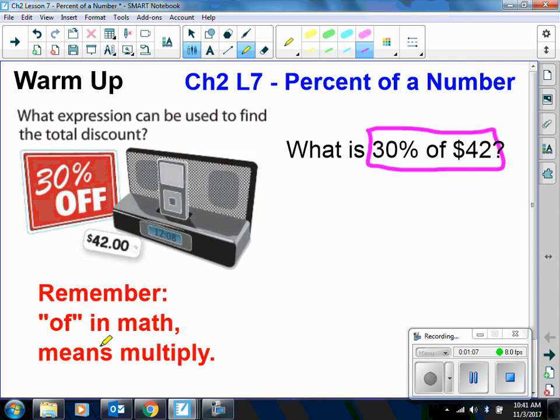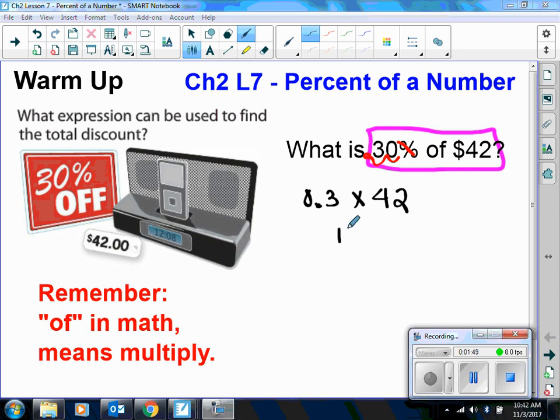Remember, we just said right here, it's a little note here, that of in math means multiply. What did I tell you the other day about the 30% when you put it into an expression or an equation? Here we need to change this to a decimal. So we're going to move this decimal that's at the end 2 places to the left, and then take away that percent sign. So here we've got 0.30 or 0.3, and of means multiply, so we're going to multiply that times 42. So we have 3 times 42 is 126.